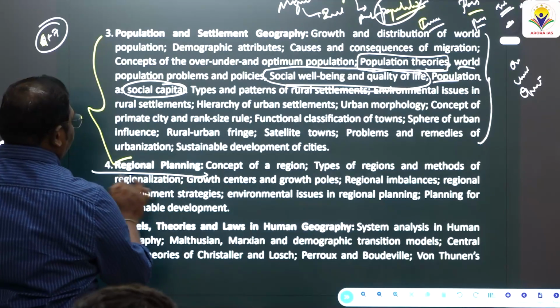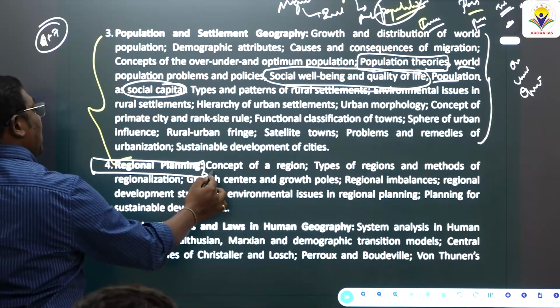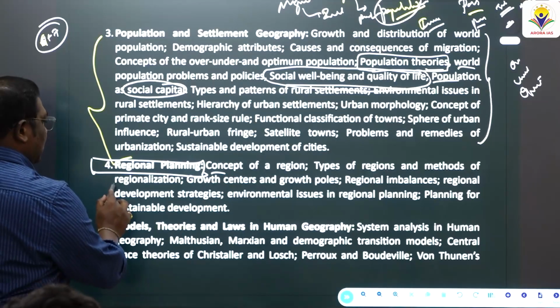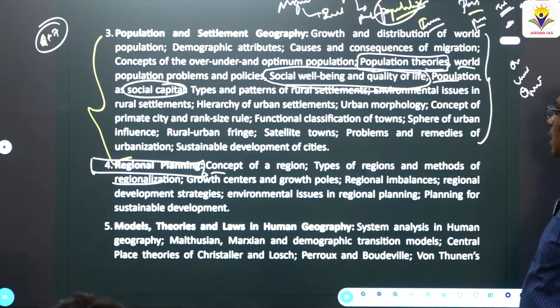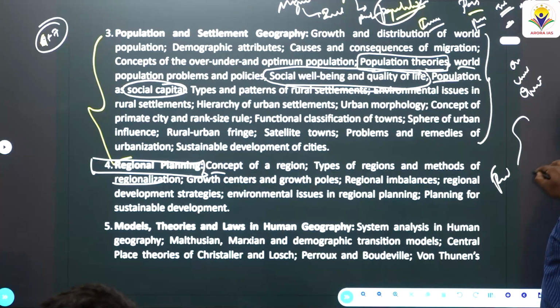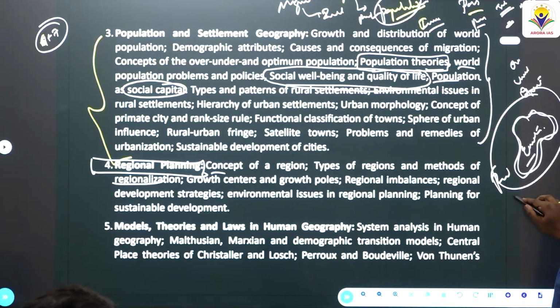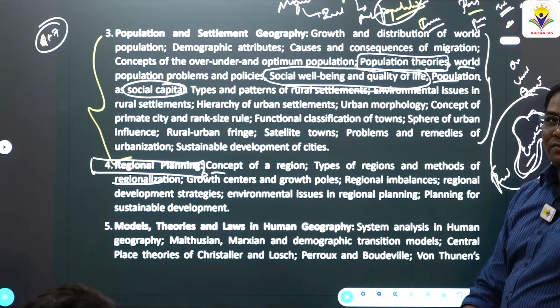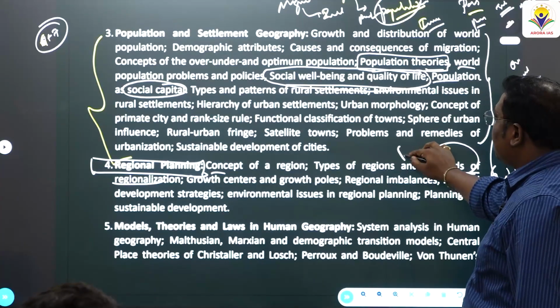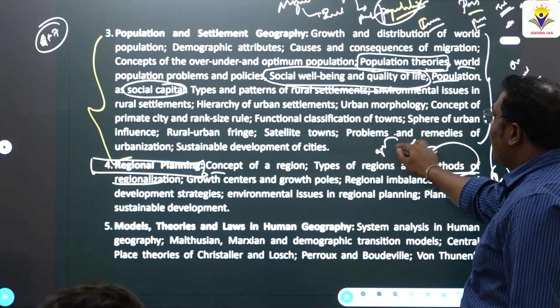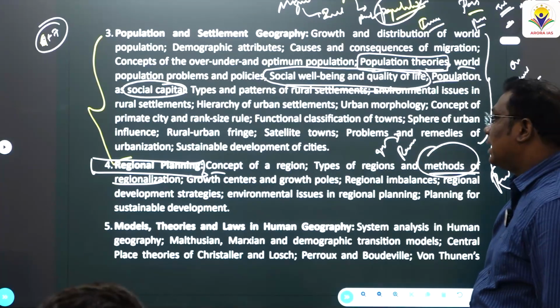Coming to the 4th unit, regional planning. What is meant by the concept of the region, types of regions, methods of regionalization. Region is a commonly understood word: a particular geographical area with a certain kind of characteristics. This is a crude understanding of what is meant by regions and how a region has been formed, and based on what factors you say this is a region. What are the regionalization methods? Based on particular methods, a particular geographical area will convert into a region. We will see that regionalization.